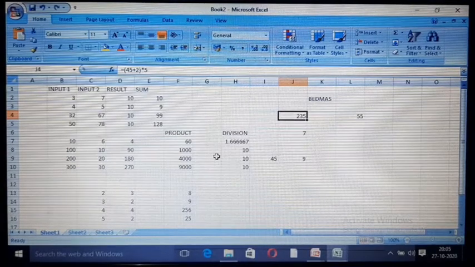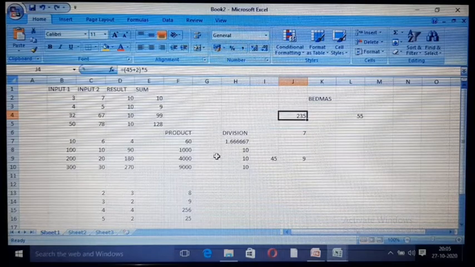Now for today let's stop here. Okay, in the next class I'll explain about the function in Excel. Like formula, we can use functions also.